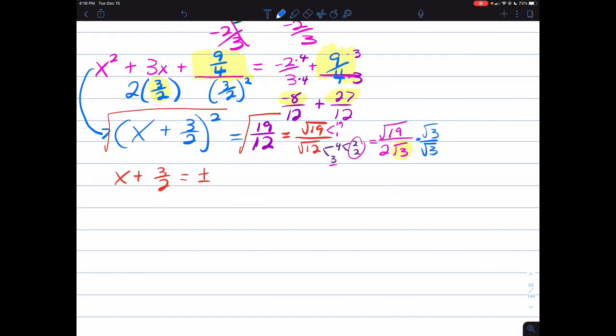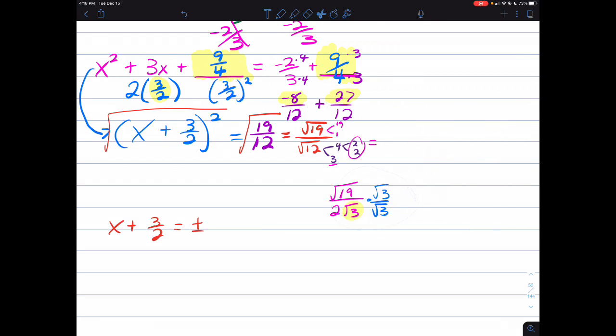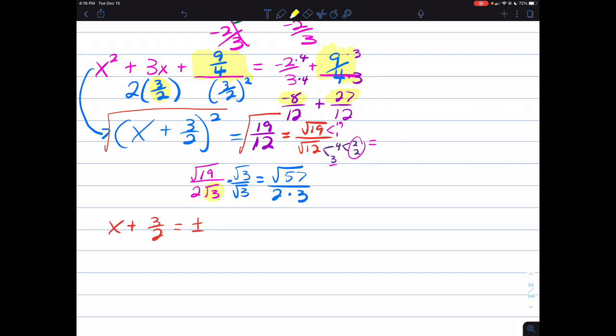I'm going to move this down. So I have, nope, I don't want the negative sign. 3 times 19, which is 57. And on the bottom, I still have this 2 here, but now I have 2 times 3. So these two come together to make the 3. So I have the square root of 57 over 6.